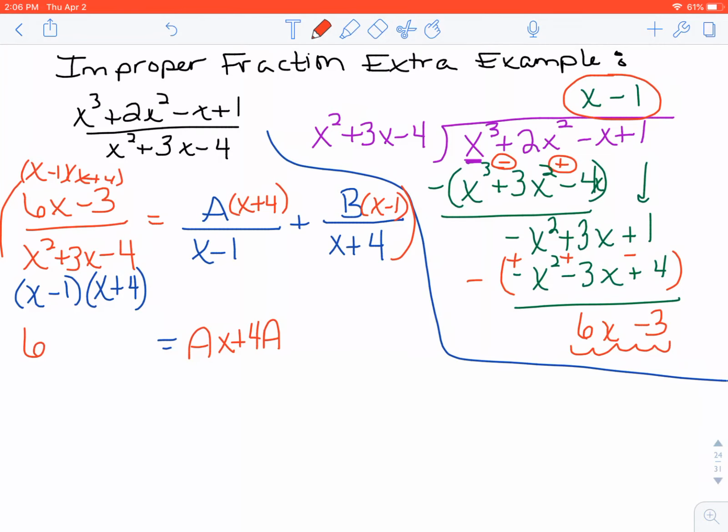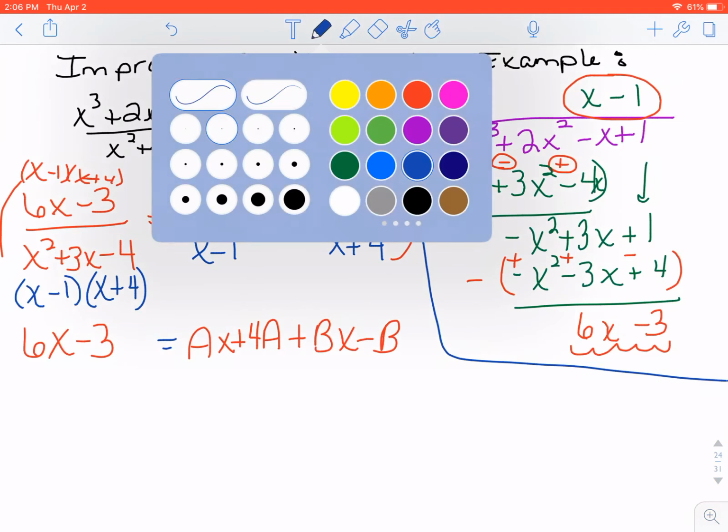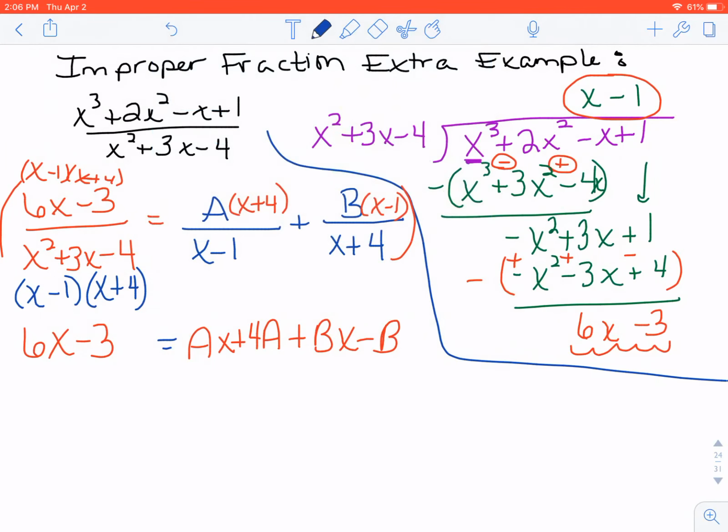So we have the 6x minus 3 on the left, and then on the right we have ax plus 4a plus bx minus b. So our fraction part is gone. Now we're trying to figure out what the a and the b values represent. Those are the constant terms on the top.